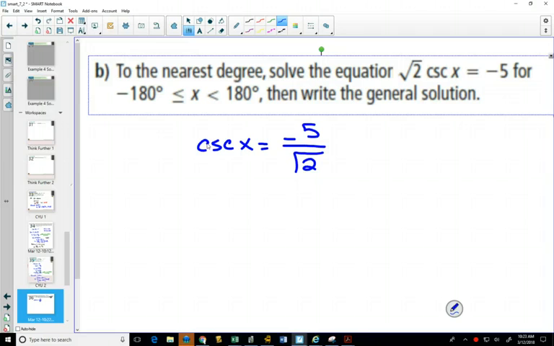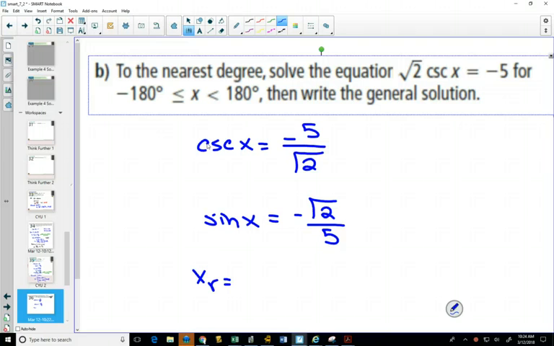And once you get your reciprocal function by itself, you can then change to your regular function. The angle doesn't change, but cosecant is the reciprocal of sine, so that means that sine of x will be negative root 2 over 5. Again, this is a calculator question because root 2 over 5 isn't a value on our unit circle. So we're going to need to find our reference angle by doing sine inverse of positive root 2 over 5.